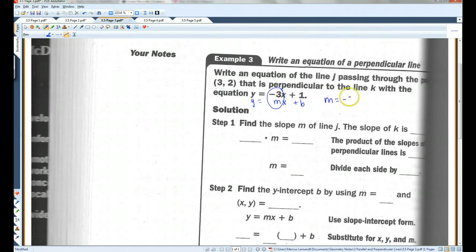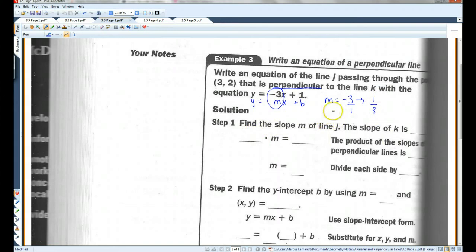But because we're looking for a perpendicular line, if we were looking for a parallel line, we would just use negative 3 as our slope. But for perpendicular, we need to find the opposite reciprocal, which means I need to flip this over and change the sign. So that's what I did here. I turned it upside down. This one was negative, so now it becomes positive.